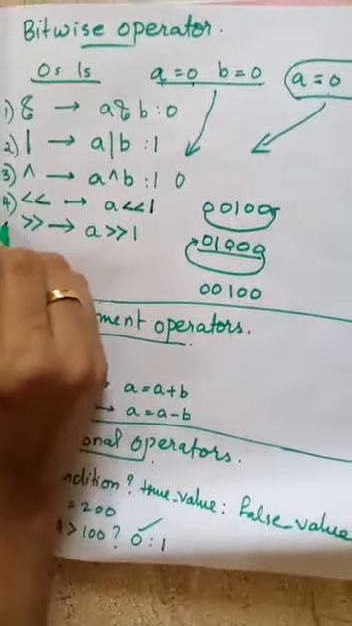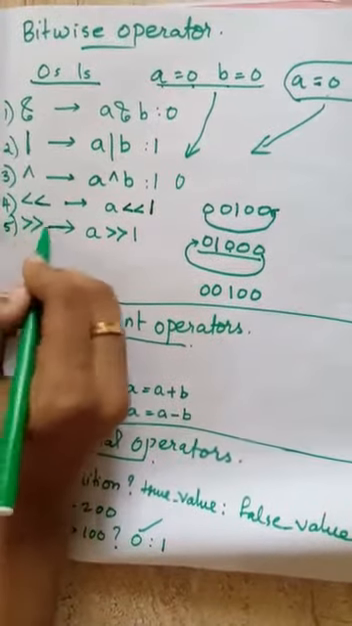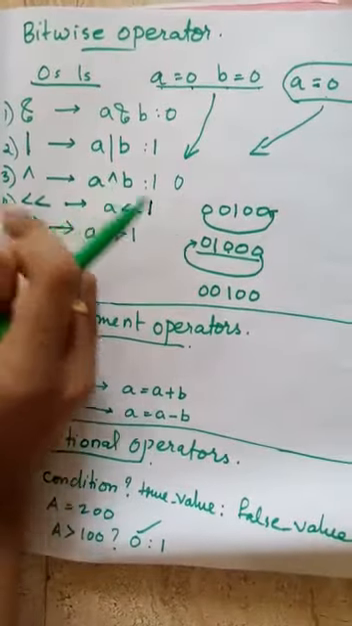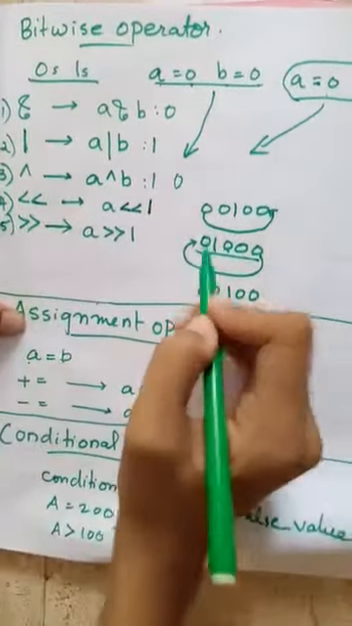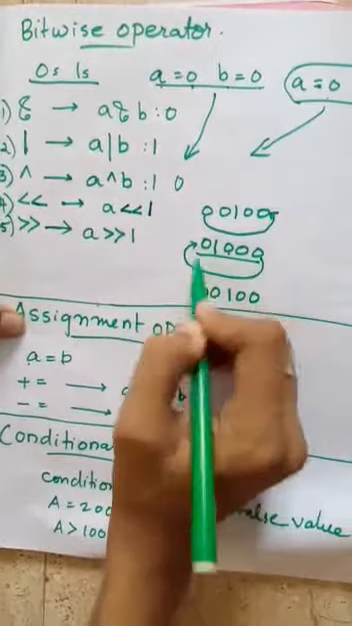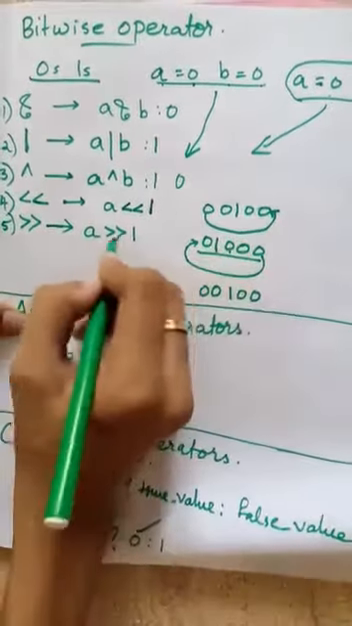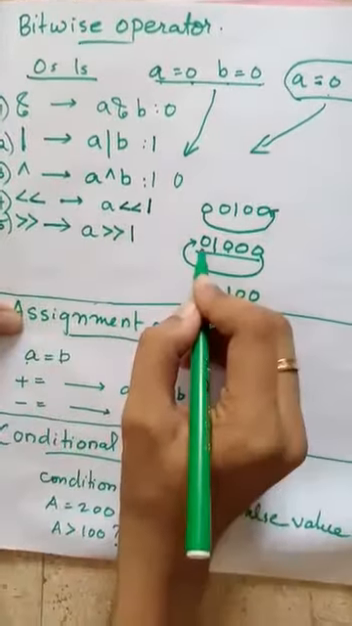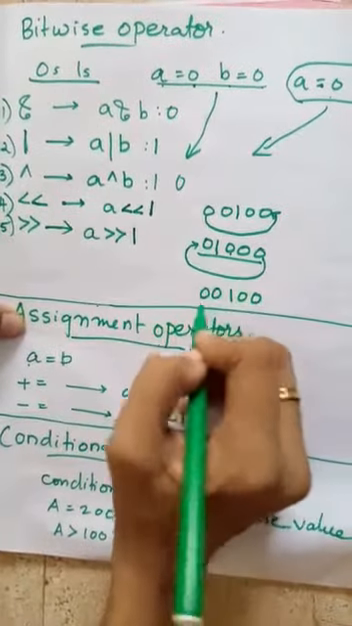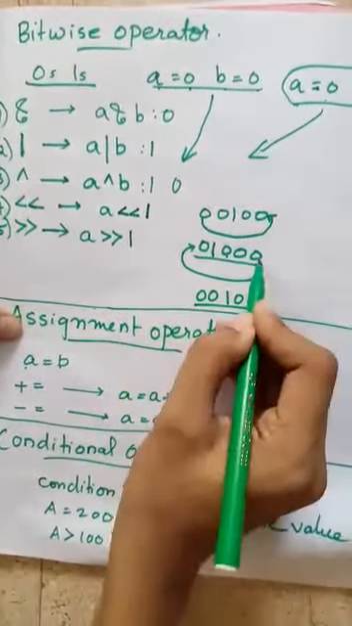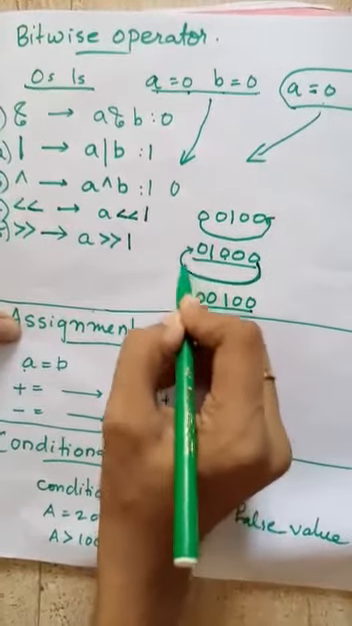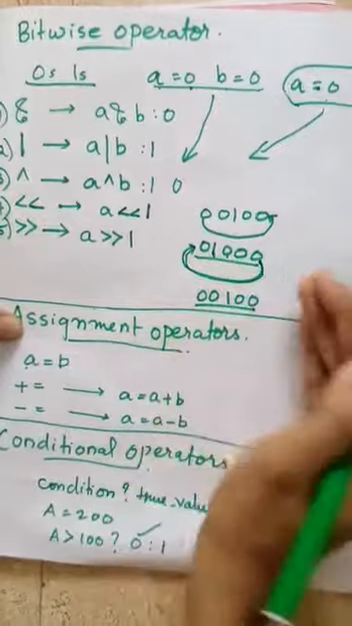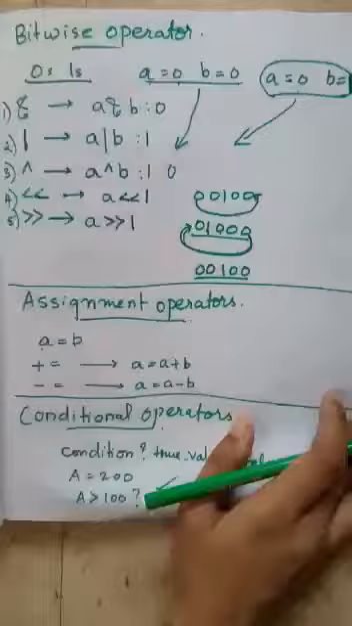Then similarly, the next one is the right shift operator. Same as moving to the left, it should be moved to the right. So if we apply the right shift operator 1 here, we get it like this, because this 0 is shifted to here and each of the bits is shifted right by 1 position.